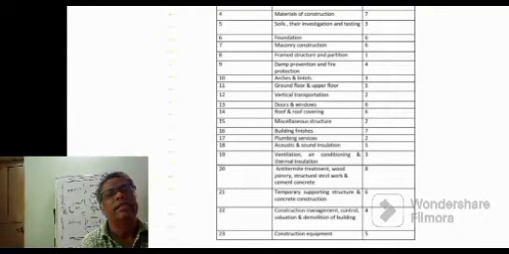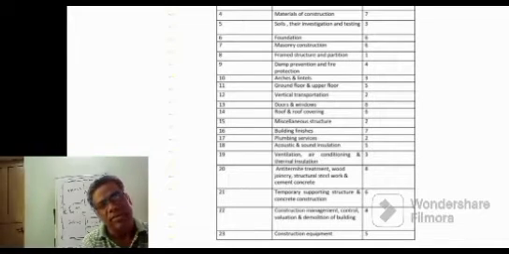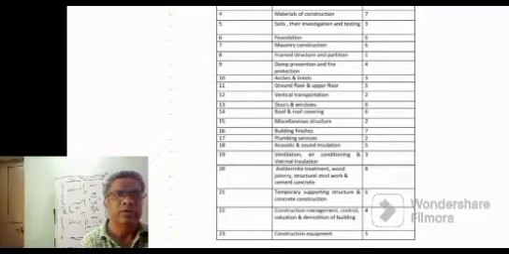Then comes anti-termite treatment, wood joinery, structural steel work, and cement concrete. Anti-termite treatment is a very important part of the building. Otherwise, wooden doors and windows may get affected.